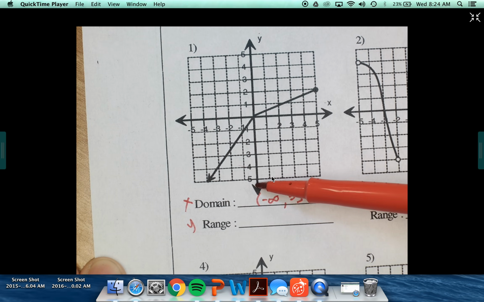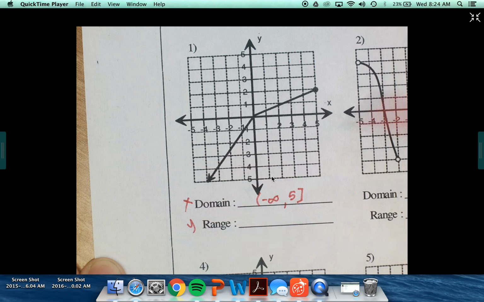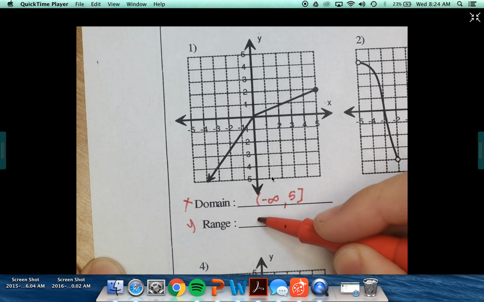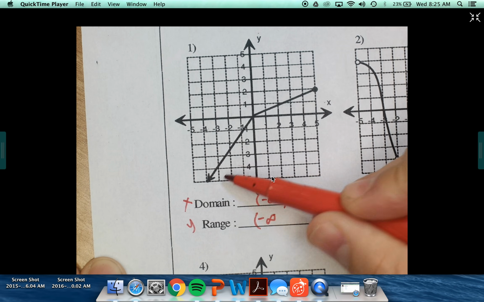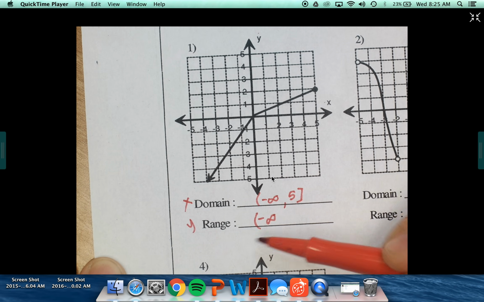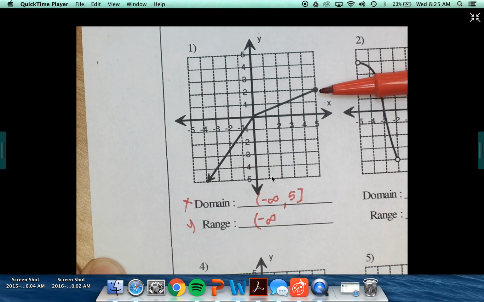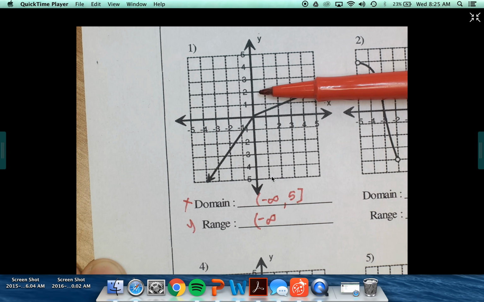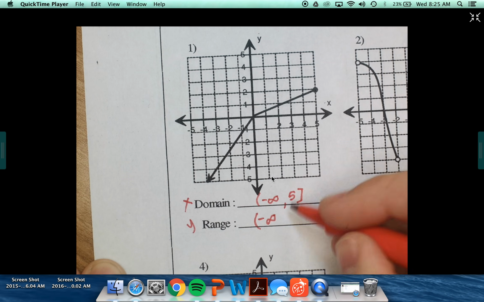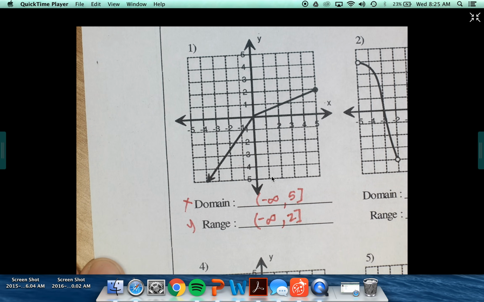Okay, so the bottommost point, again, there's an arrow. It goes down forever and ever, so it goes to -infinity on its way down. It never stops going down. So it's -infinity, and it goes all the way up to 2. It never stops going down, but it does stop going up at 2. Okay?